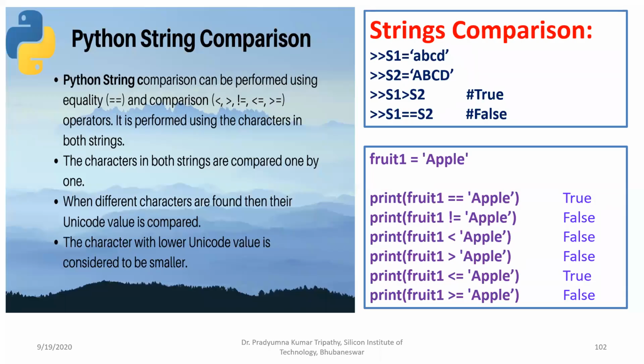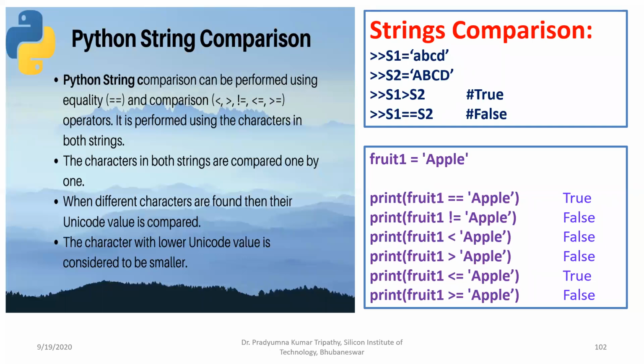So Python string comparison can be performed using equality and comparison operators. It is performed using the characters in both the strings. Suppose we are comparing two strings by using operators like equals to, less than, greater than, less than or equals to, greater than or equals to, not equals to, some comparison or logical operator. When they are compared, they are actually compared character-wise.